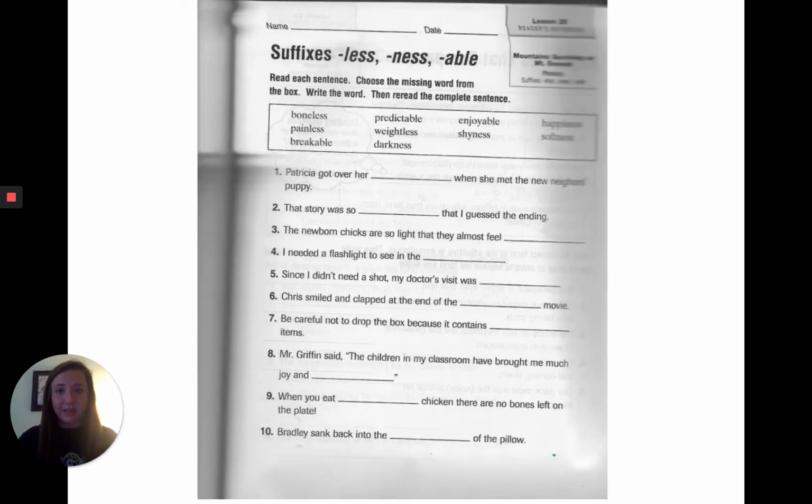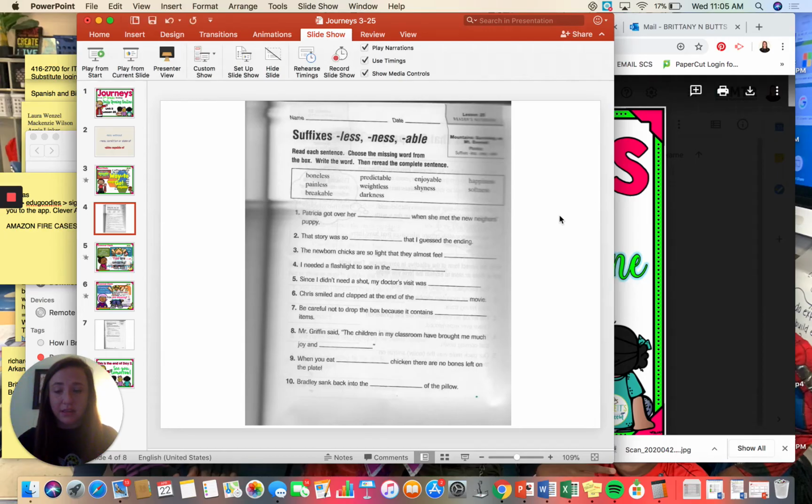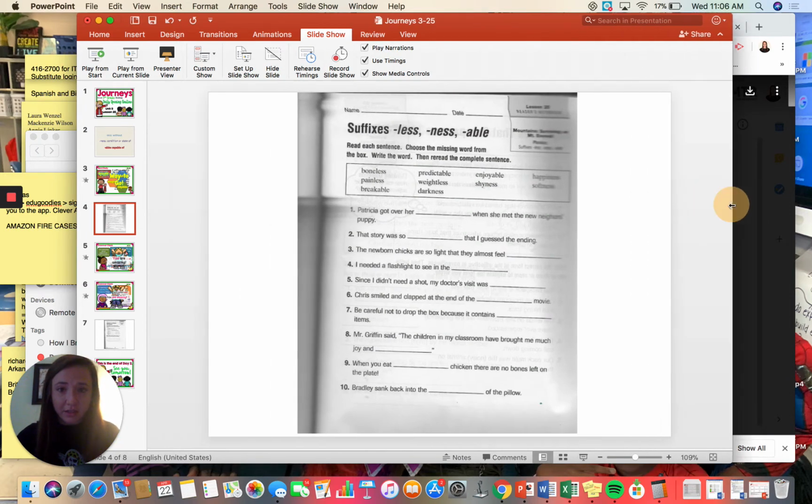All right, we're going to go ahead and move on to our independent practice. So in front of you, you might have a sheet of paper that looks like this, or you have a blank sheet of paper. If you have a blank sheet of paper, you can still follow along with us as we take a look at the words in this word box and try to fill in our sentences. These words have the suffixes that we just worked with: less, ness, and able. We're going to read each sentence, choose the missing word from the box, and write the word. In order to make sure the sentence makes sense, we're going to reread the complete sentence.